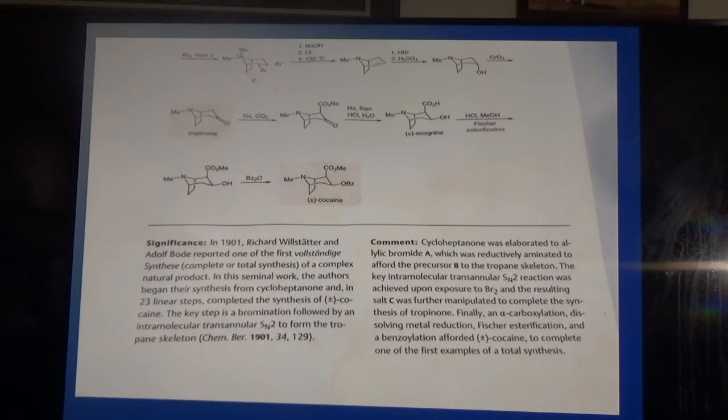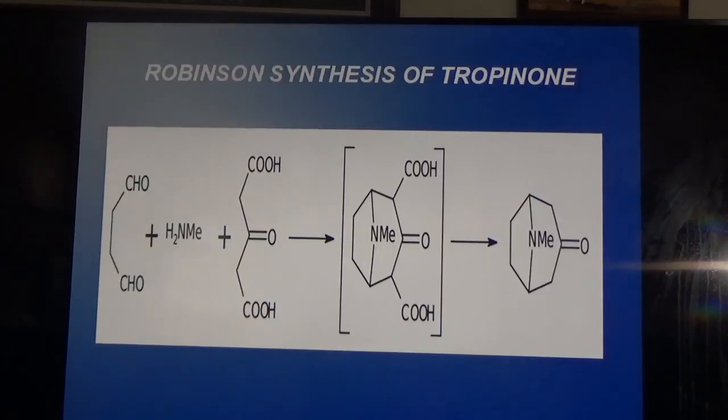So here, what's interesting is, in 1901, Richard Willstatter and others reported one of the first complete total syntheses of complex natural products. In this seminal work, they started with cycloheptanone, as I mentioned, in 23 steps. So the overall yield is very insignificant, less than 0.5%, but in those days it was a marvelous achievement.